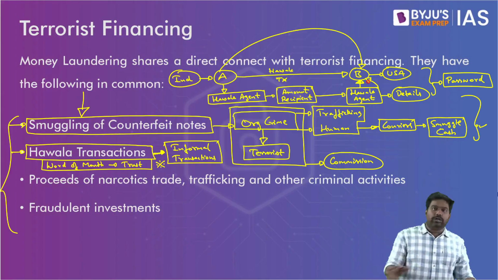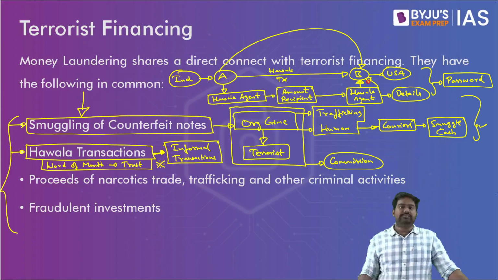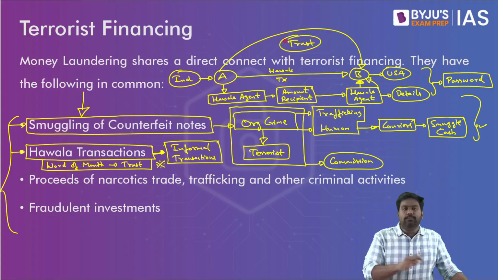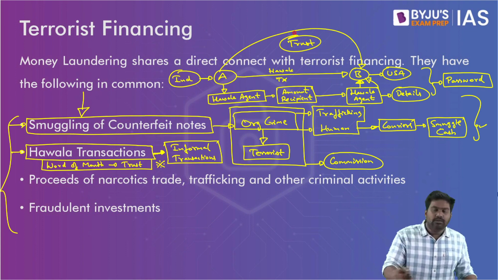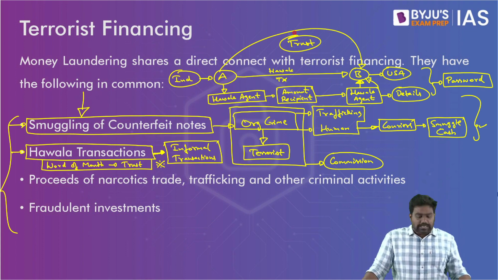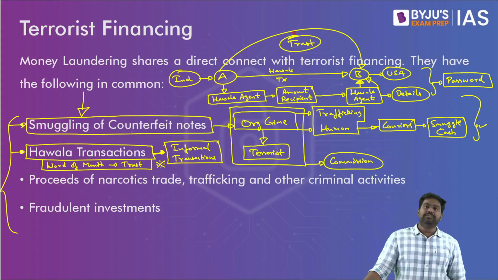No evidence, no records. It's all mouth to mouth, word to word transaction, entirely based on trust. There is no trail, no documentation at all. Even if you try to investigate, you will hit a dead end. So this route is blatantly misused by criminals, terrorists, and money laundering networks. This is how money is moved around, through informal channels.